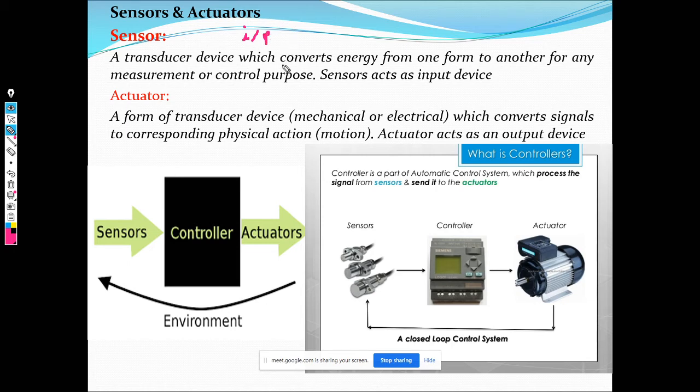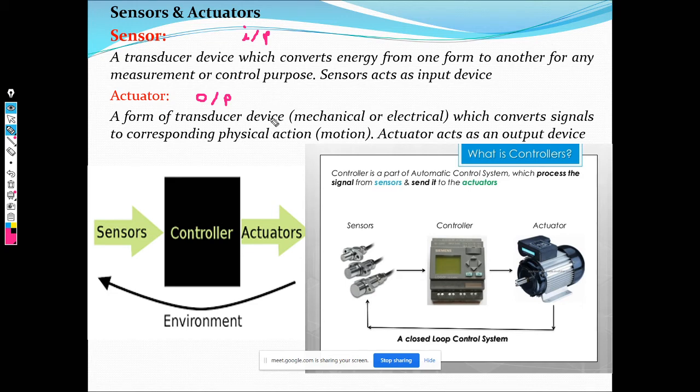Okay, your input devices, and your actuators are output devices. So the definition goes like this: it's a transducer device which converts energy from one form to another for any measurement or control purpose. So it has to talk to the outside world, right?